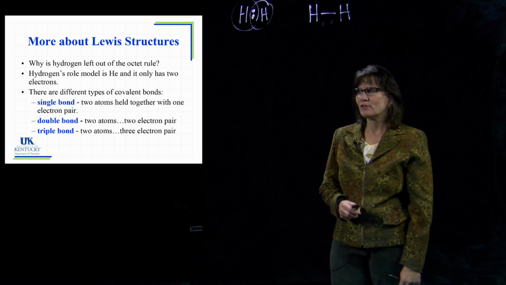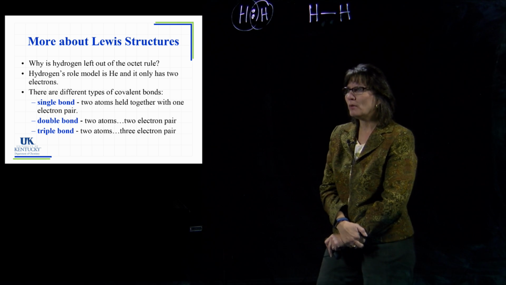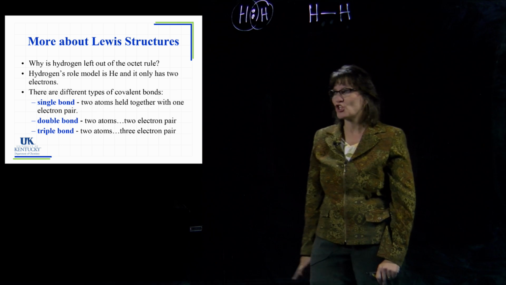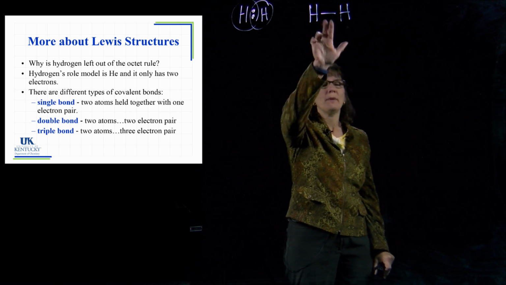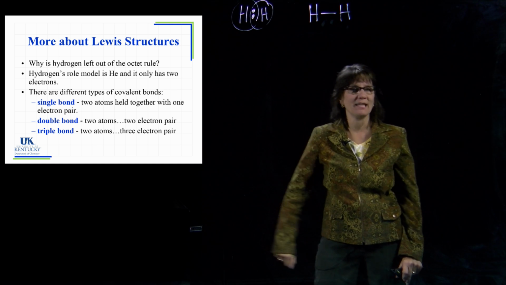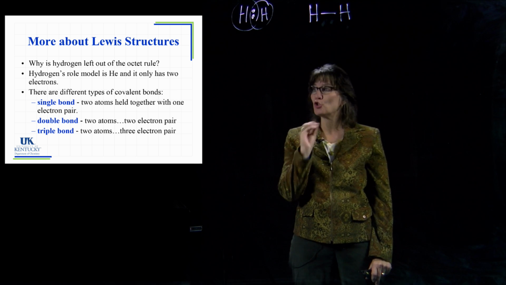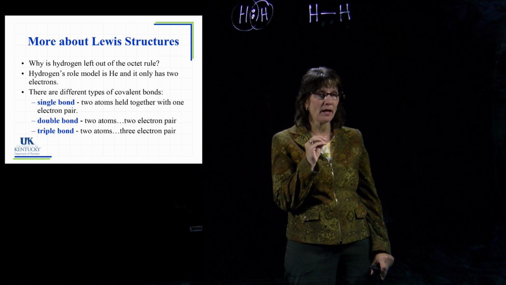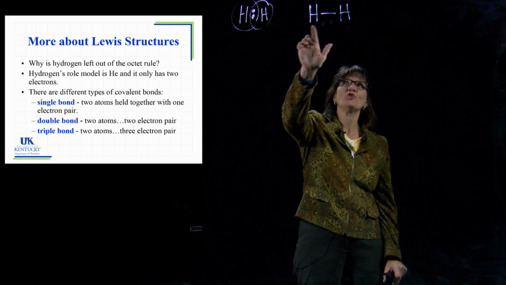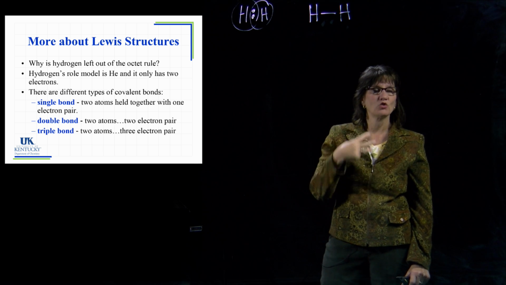Okay? Now, there are different types of covalent bonds. This is called a single bond. So the single bond is 2 atoms held together by 2 electrons. They're sharing one pair. One pair being shared between 2 atoms is called a single bond. But there are times where 2 atoms are going to share 2 pair. And if they're sharing 2 pair, that would be 2 bonds, and we call that a double bond. And there are times where you have 2 atoms sharing 3 pair, and we'd call that a triple bond.